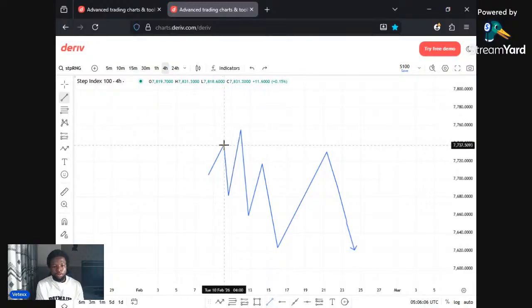So this is rule number one. This is our first sweep of liquidity. This is rule number one here. And then rule number two, we have price retrace to take out this newly created low, giving us our first break of structure. This is rule number two.